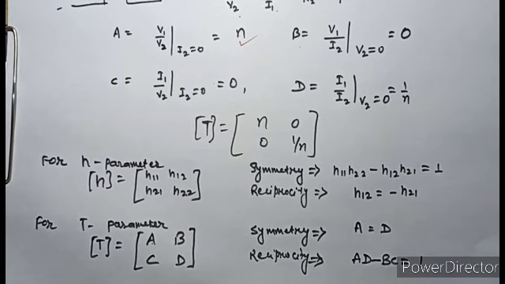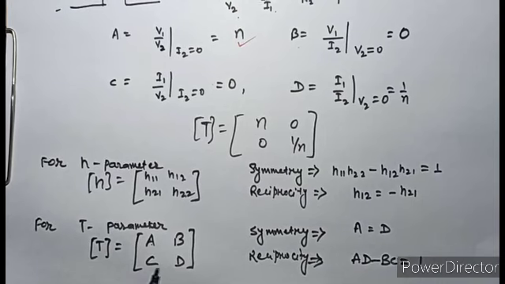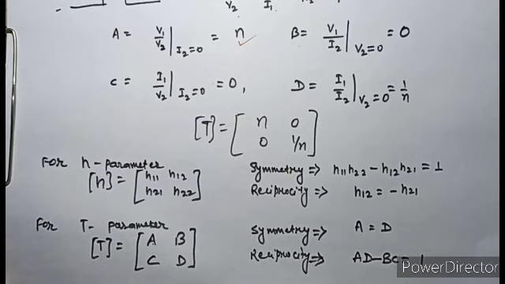Basically, frequent questions are asked from this condition. They will give you the H parameter matrix, and then they will ask what is the condition for reciprocity, or is the network reciprocal, or is the network symmetric. This type of question is frequently asked. That is why I mentioned it here. So it's better to remember the conditions for this.